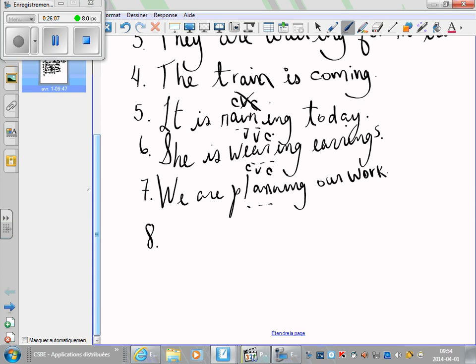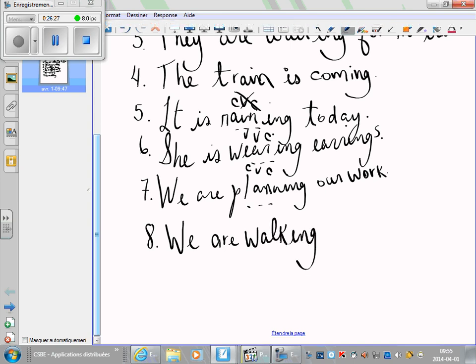Number 8, I'm going to ask Marie-Josée. We are walking to school. That's right. So we are walking to school. We are walking to school. There you go.